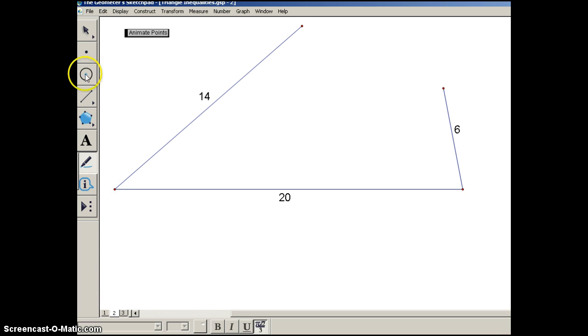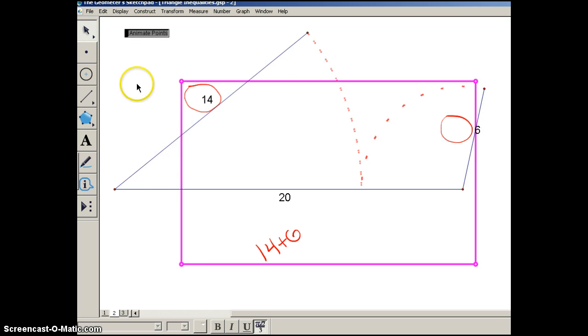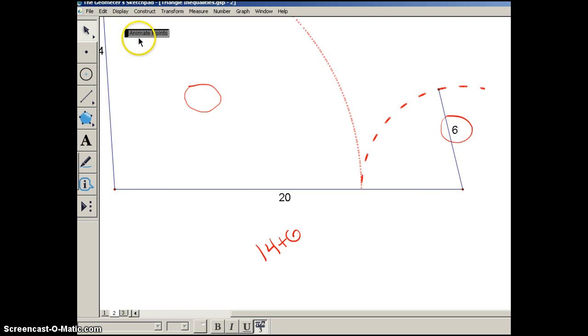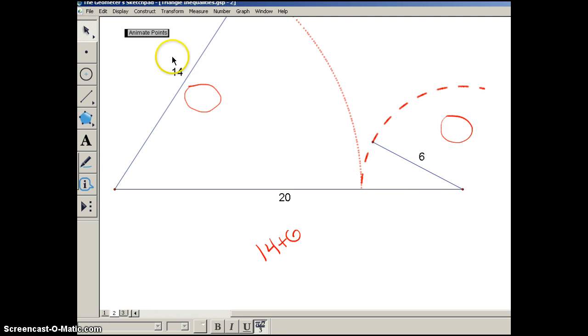Now let's take a look at another example where you've got the sides 14 and 6, and together the two smaller sides, 14 plus 6, they add up to exactly 20. But if we animate these points, what we're going to see here is that you still can't make a triangle, because these guys close and they don't make it to be able to touch each other unless it becomes flat and there's no triangle.